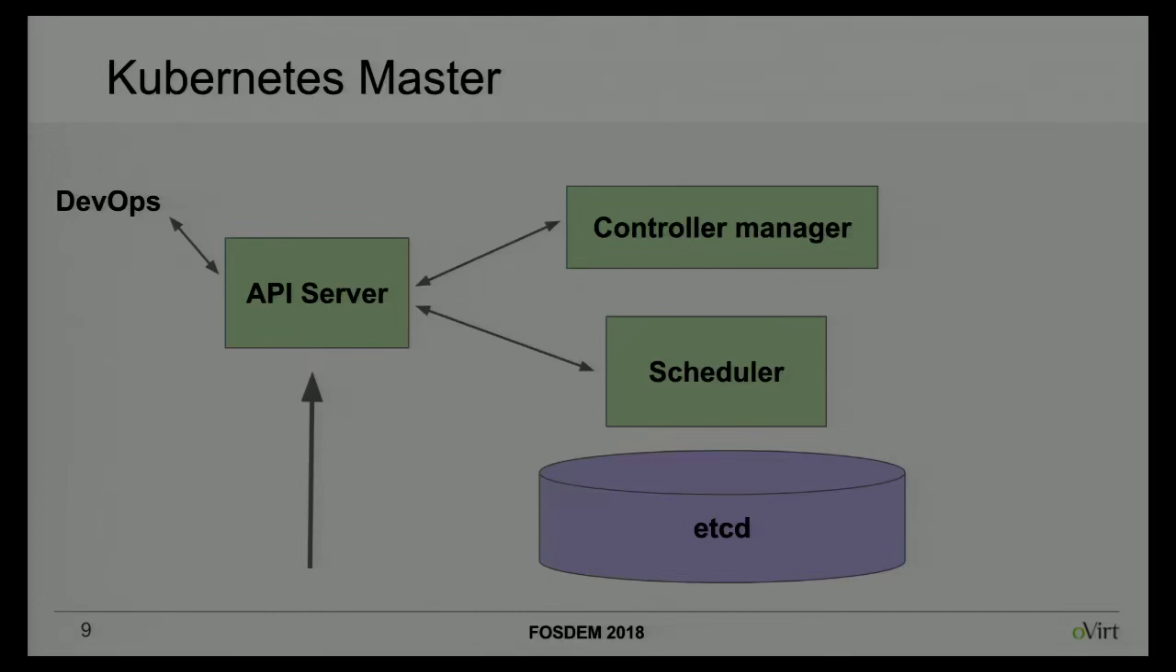etcd is the backend store of Kubernetes. Kubernetes runs on resources. One resource, for example, is our pods. So etcd keeps in a key value pair all the information needed for our world, and it's in a stateful way.